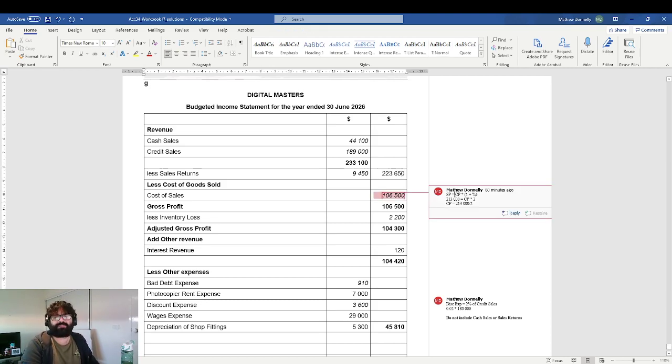And then this just stays the same. It just becomes 223,650 instead of 213. Let's put our numbers there. Divide by 2.